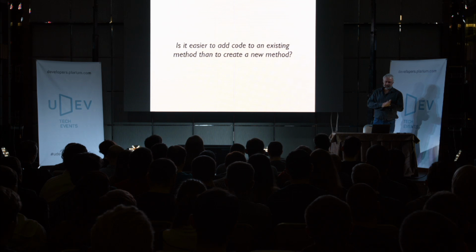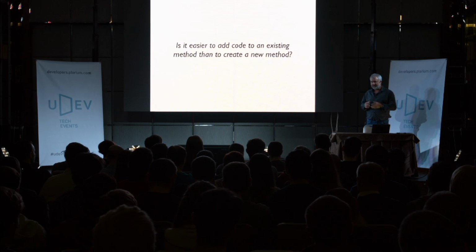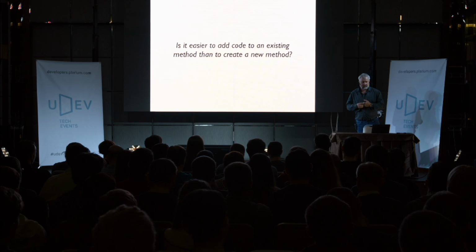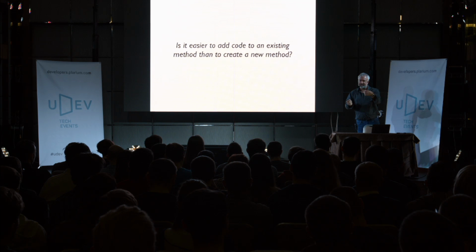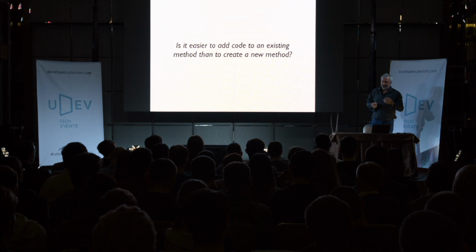Is it easier to add code to an existing method than it is to create a new method in your code base? Some people will say, oh yes, it's easier, because they're good developers and they just know that this is the proper way of doing things. But in general, there's less work to add code into an existing method than to create an entirely new method. The main thing to think about is that quite often, if you're creating a new method, you have to come up with a new name, right? And quite often, we don't even want to think about new names. We'd rather just drop the code in place.